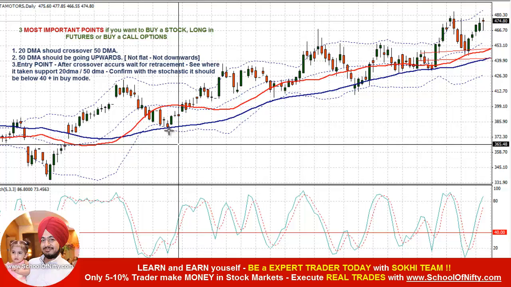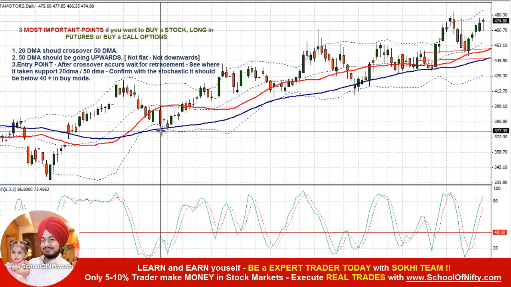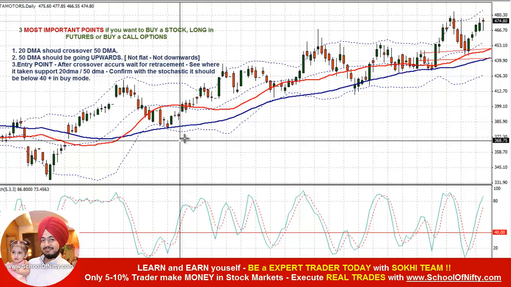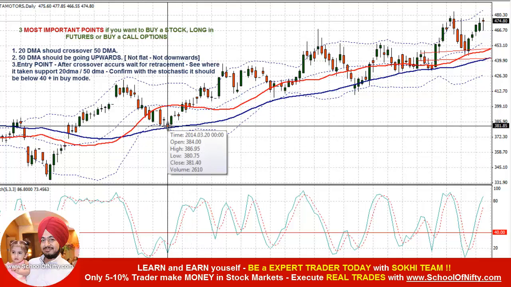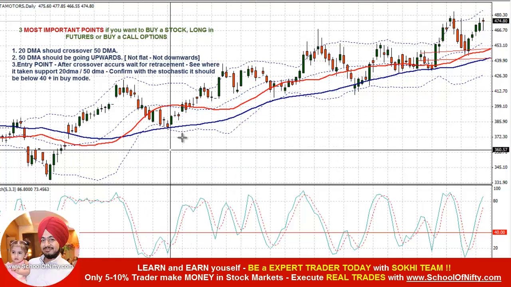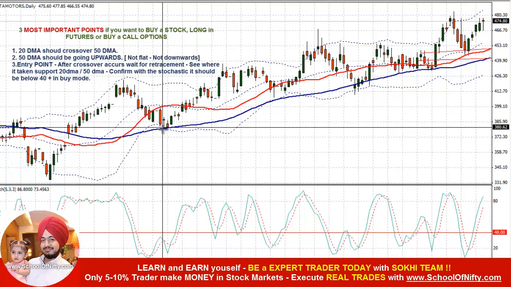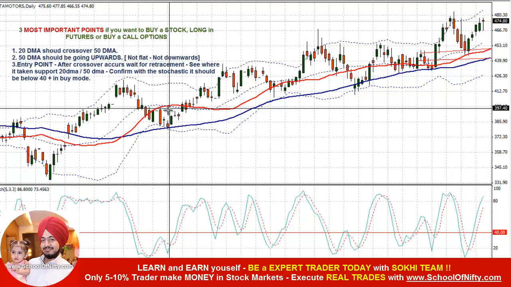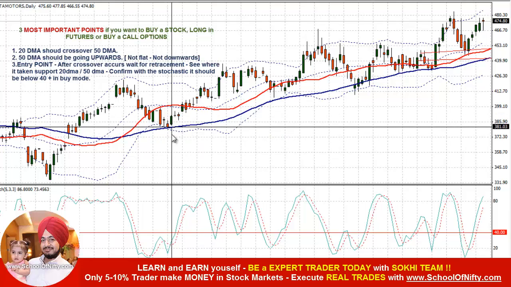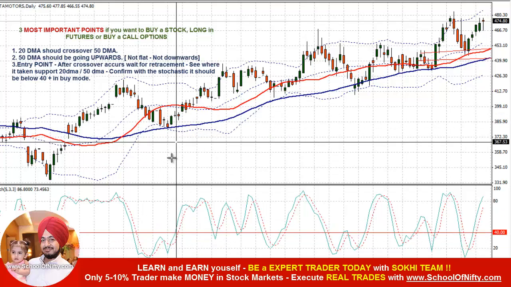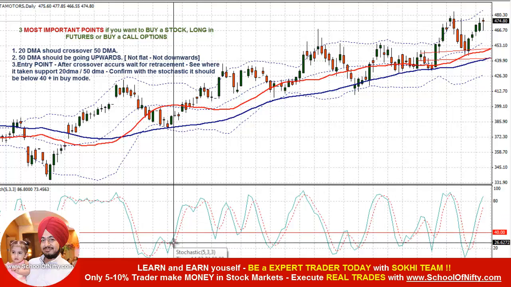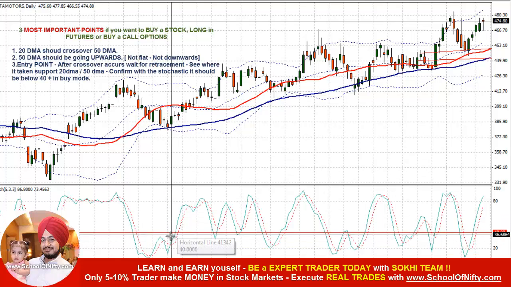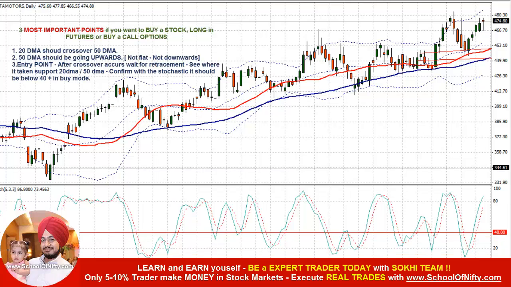Don't buy when the crossover occurs, wait for a retracement, and when the retracement occurs, you should look for a bullish signal on the daily charts, which means a bullish engulfing or a bullish harami or whatever bullish signal it gives you, plus preferably the stochastic should be below the 40 region in buy mode. Fine. Now let us look at the chart of Raymond's.